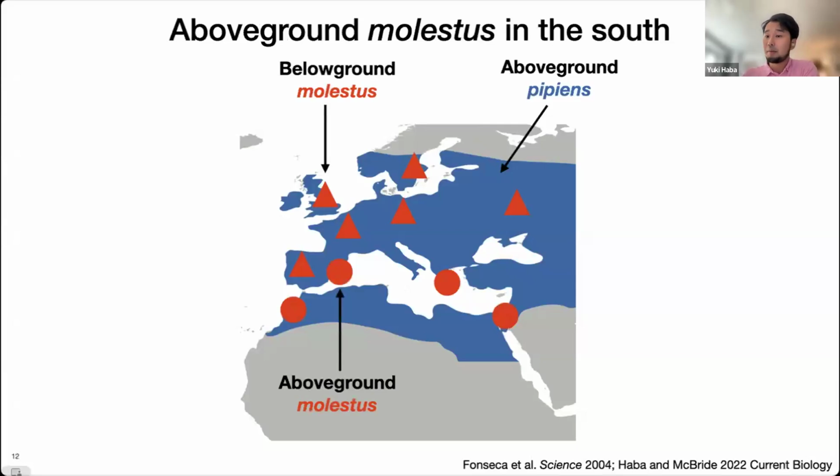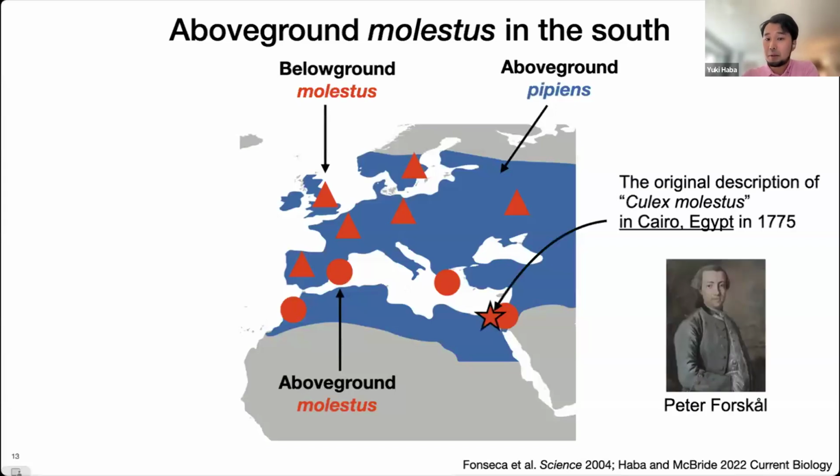Furthermore, there have been records of above-ground molestus populations in the southern part of the distribution, such as Mediterranean Europe or Middle East. These southern above-ground molestus populations are ecologically and genetically similar to below-ground populations in the north, suggesting a common origin. Finally, the very first description of human-biting molestus was actually made in Egypt in 1775. So molestus has been around in Egypt at least for a couple hundred years, it seems. So at this point, I was like, Bill, it's not looking great for you. And there's no particular reason to believe that it evolved in London Tube in situ very recently.